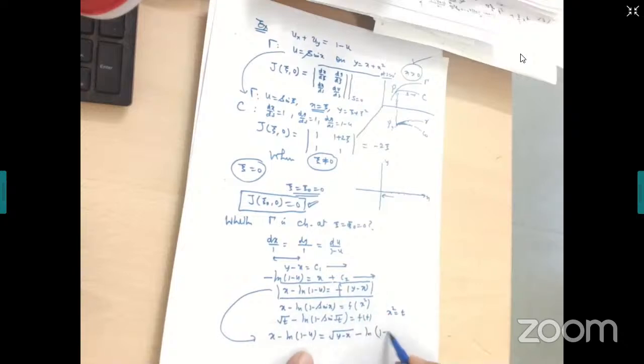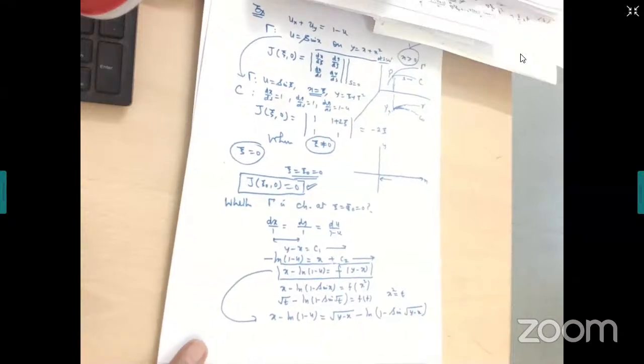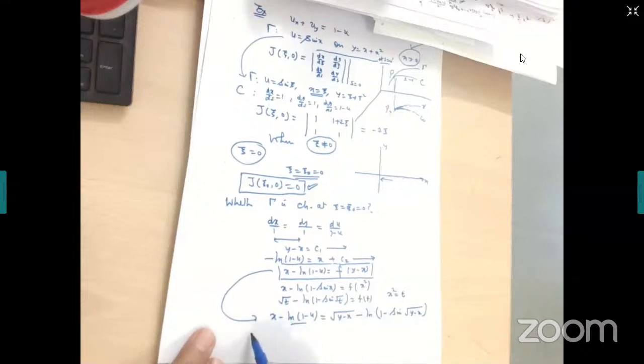Minus ln of 1 minus sine of square root of 1 minus x. So transposing this term to the right, I can write ln of 1 minus u divided by 1 minus sine square root of y minus x. This is equal to the square root of, so transposing this to the right and taking it to the left, you get x minus square root of y minus x.